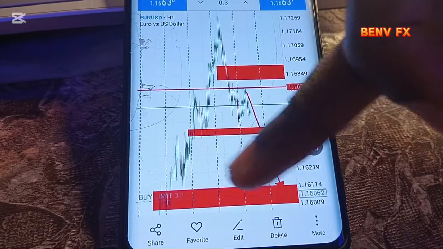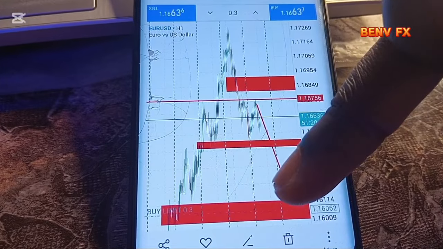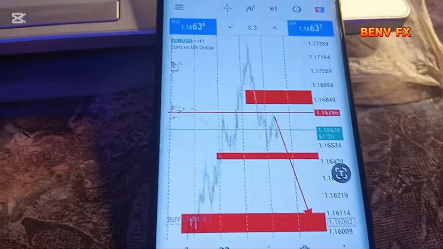As you can see, I put a buy limit on this particular major support level. You get? I put a buy limit there. So whenever the market goes there, it will pick me. Definitely, anytime the market reaches that particular support level, it's going to pick me. But let's see how it goes. Let's see how that one is going to be first.